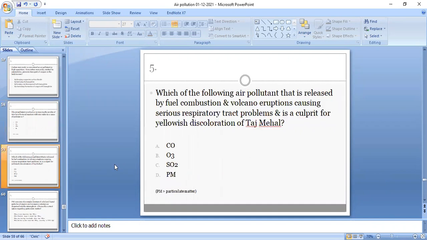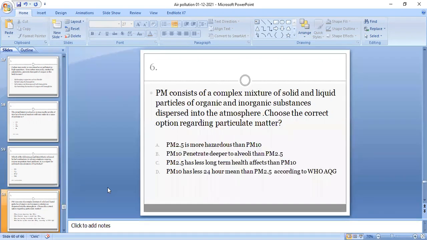Which of the following air pollutants, released by fuel combustion and volcano eruptions, causes serious respiratory tract problems and is a culprit for yellowish discoloration of the Taj Mahal? Whether it is carbon monoxide, ozone, SO2, or particulate matter? C. Yes, C is the correct option because when there is acid rain by SO2, it causes yellowish discoloration.